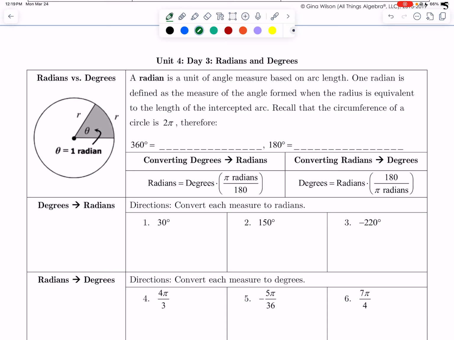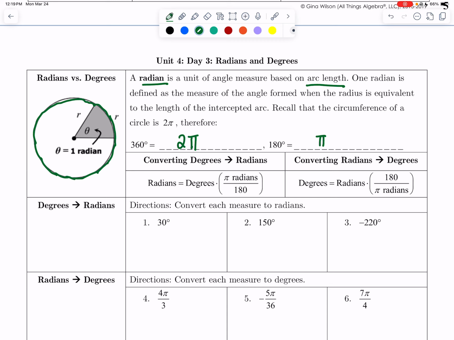So remember how on day 1 or day 2, whenever we talked about arc length, we talked about how it's just the perimeter of the circle, aka their circumference. So here, whenever I'm thinking about a radian, 360 degrees is going to be the same thing as 2 pi radians. So it's just the whole circle. Now, 180 degrees would just be pi, since it's just half of 360 degrees.